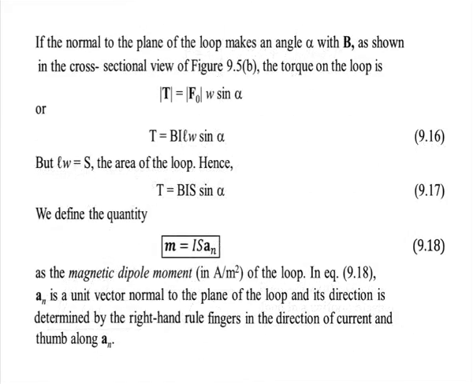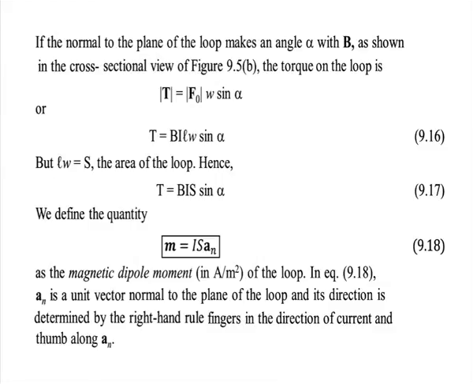If the normal to the plane of the loop makes an angle alpha with B, then the torque on the loop can be written as shown in equation 9.16, that is T is equal to B I LW sin alpha, where LW is nothing but the area of the loop given by S, or we can write T is equal to BIS sin alpha.